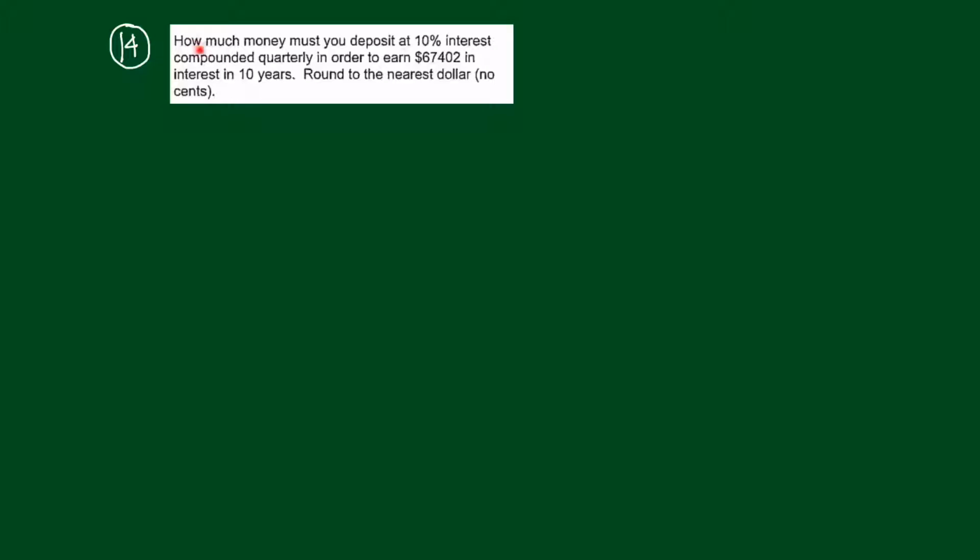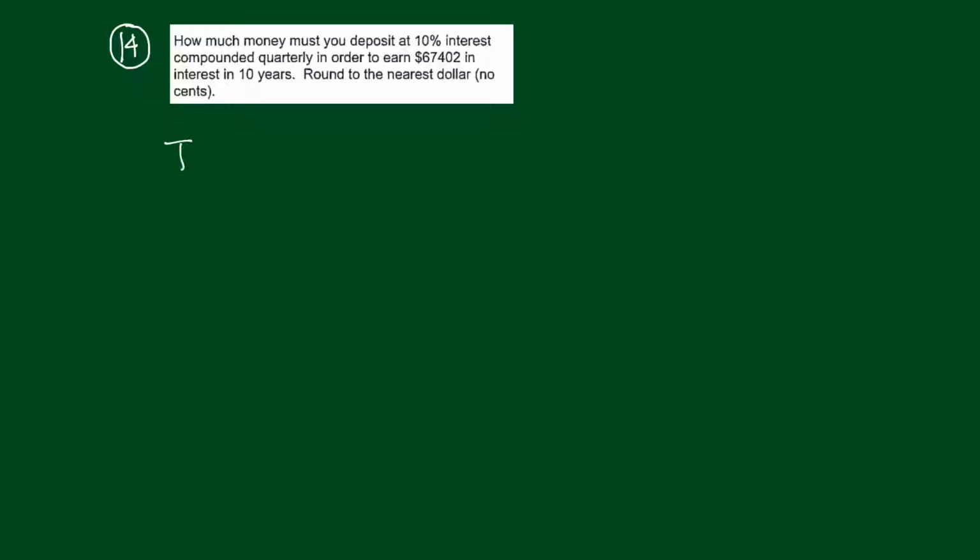Now this problem says, how much money do we have to deposit? I want to know how much I have to put in right away. That's the present value. We're going to get 10% compounded quarterly, and we're given this much interest, so I know what interest I'm going to make. We've got to start someplace. So here's what I know.